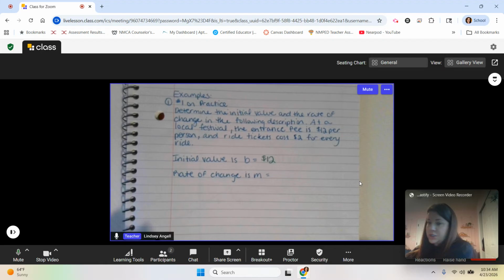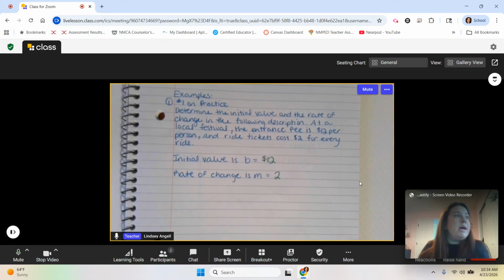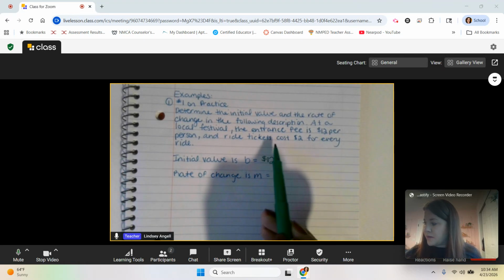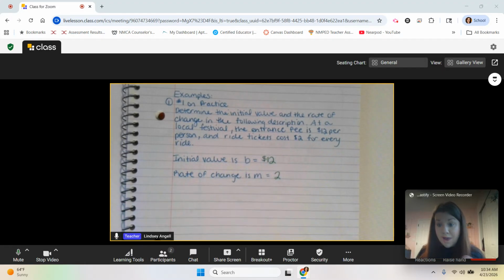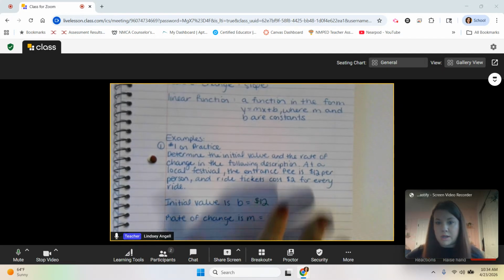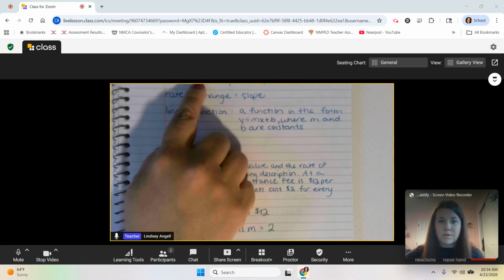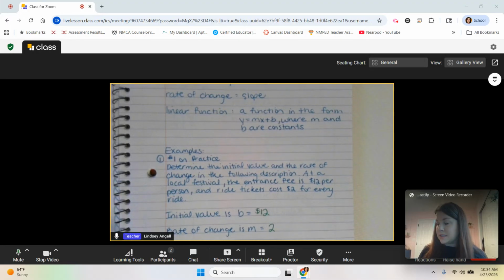The rate of change is 2, and let me check to see how exactly they wrote it. They just want the number 12 and the number 2. So the rate of change, because for every ride you ride, you pay $2 more, so that increases constantly. We talked about it being a constant rate of change. Depending on how many rides you ride, if you ride 6 rides, 6 times 2; 12 rides, 12 times 2. It's always going to be times 2.